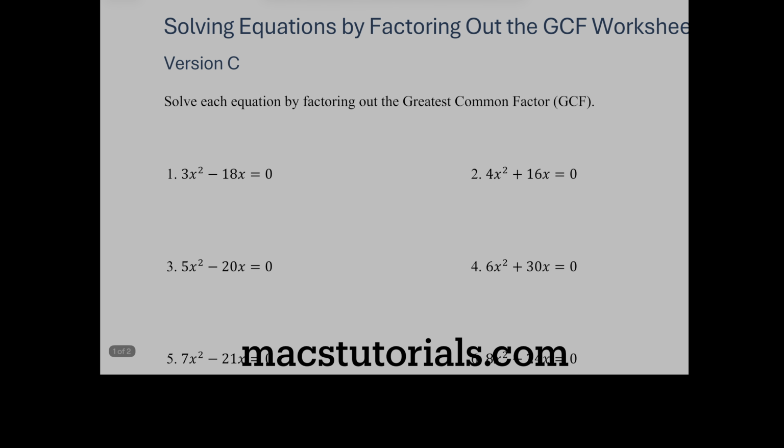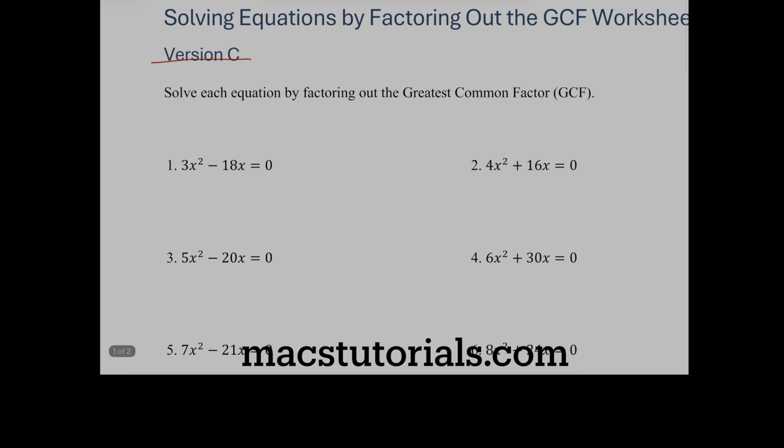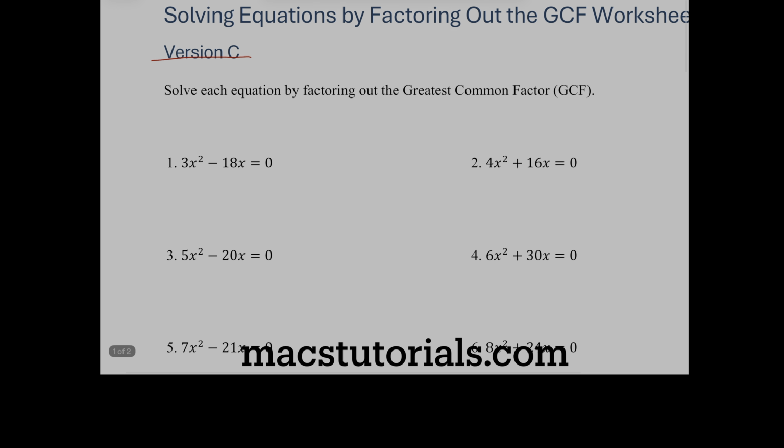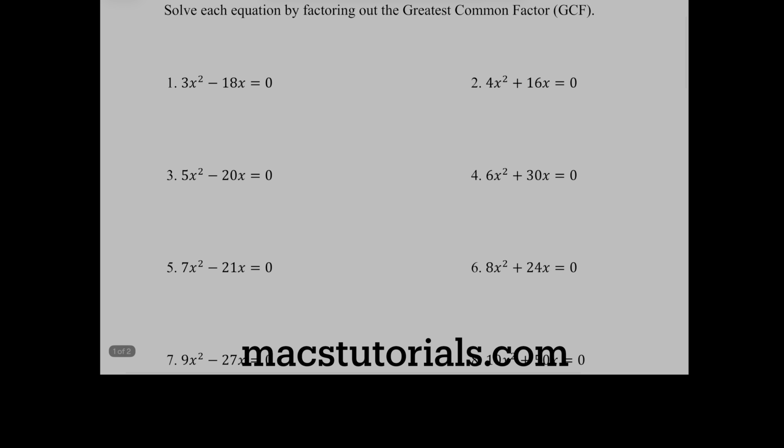Hey everybody, back here, and this is going to be version C of solving quadratic equations by factoring. By factoring out the greatest common factor, or what I called when we did this section, what's the same, what's left over. Like number 3, what's the same between those two terms? 3x and an x minus 6.